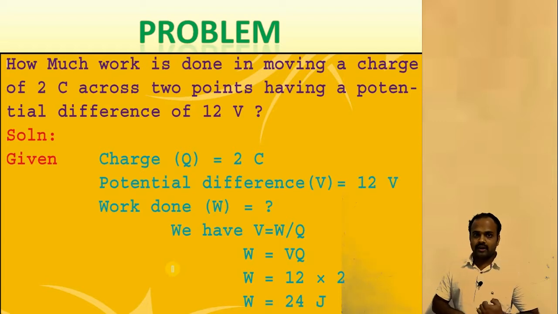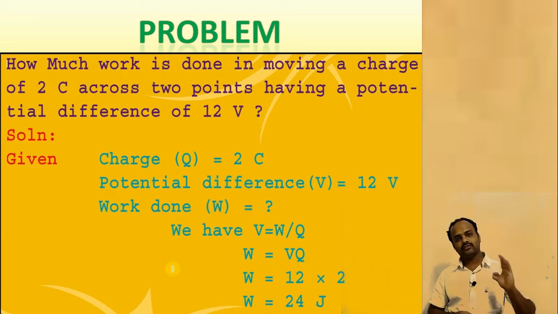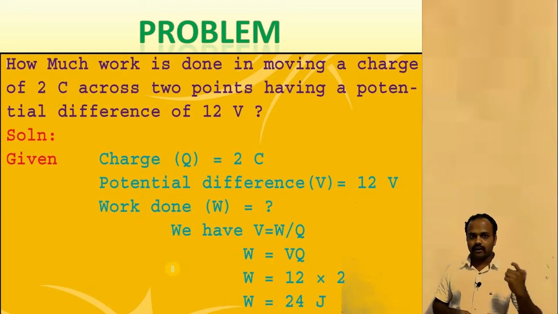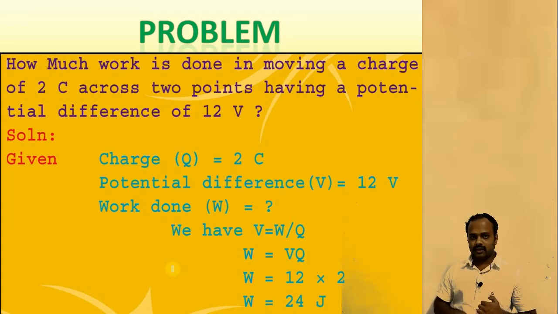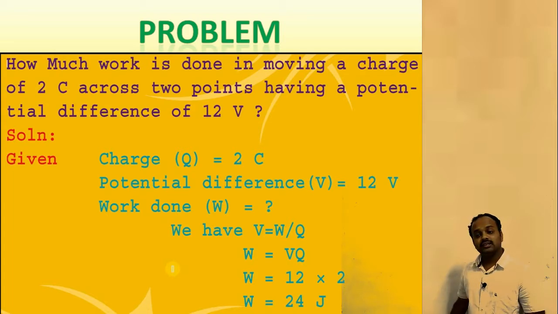If a 12 volt battery is connected in a circuit, it has done a work of 24 joule in moving 2 coulomb of charge from one point to another point. So it has done a work of 24 joule.